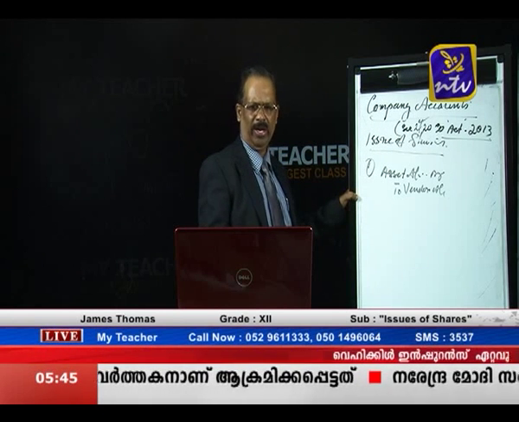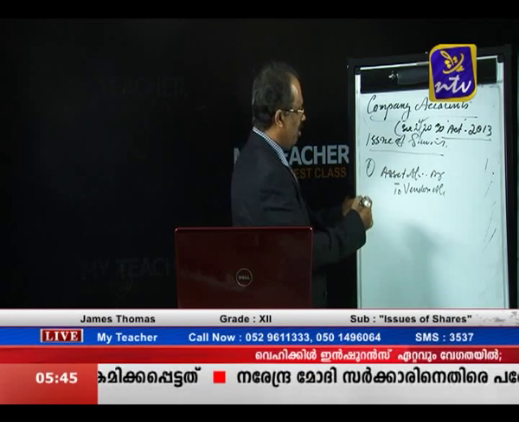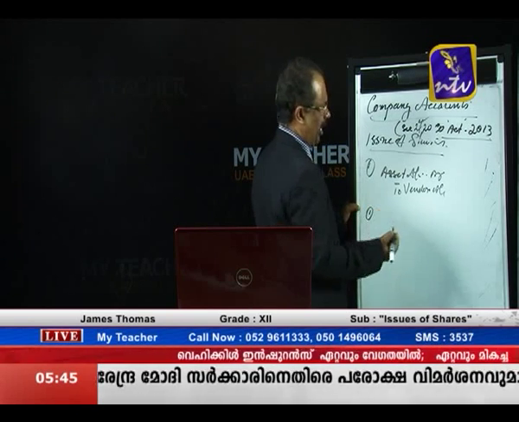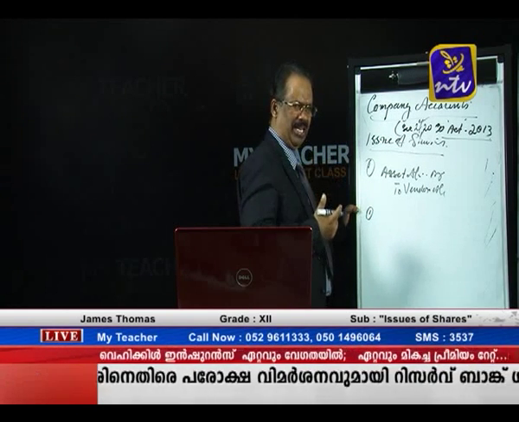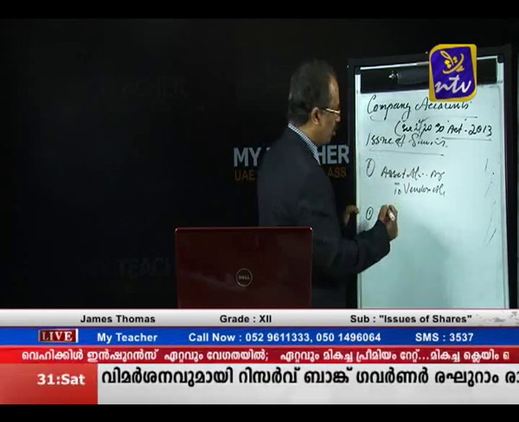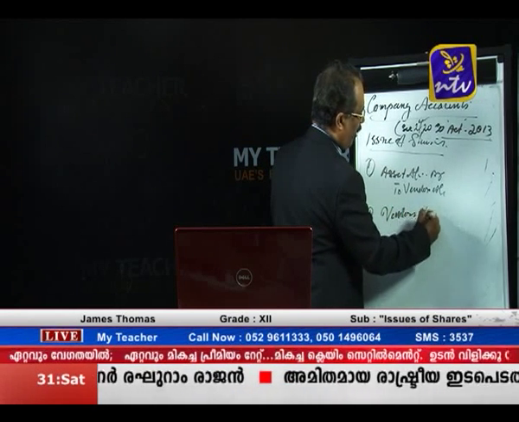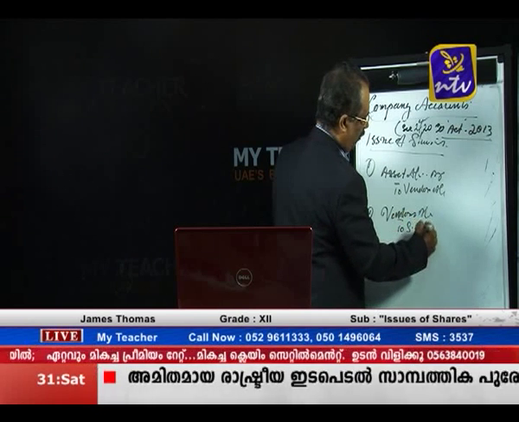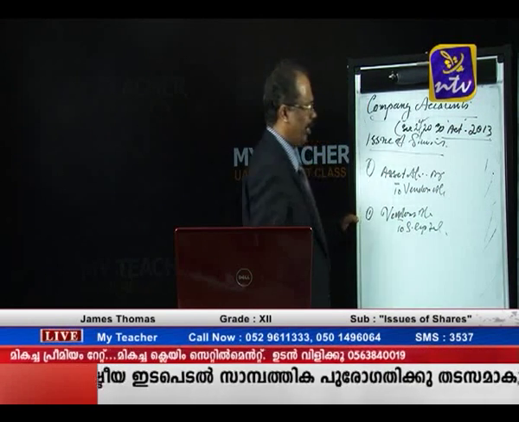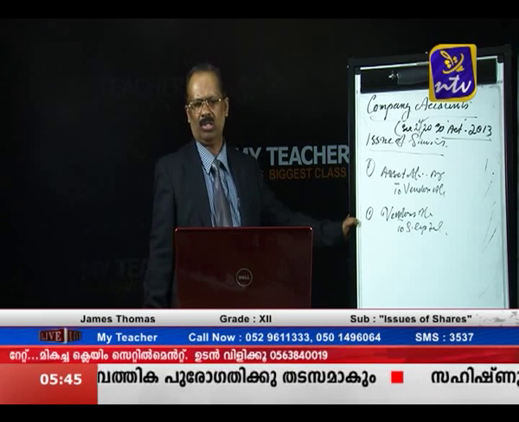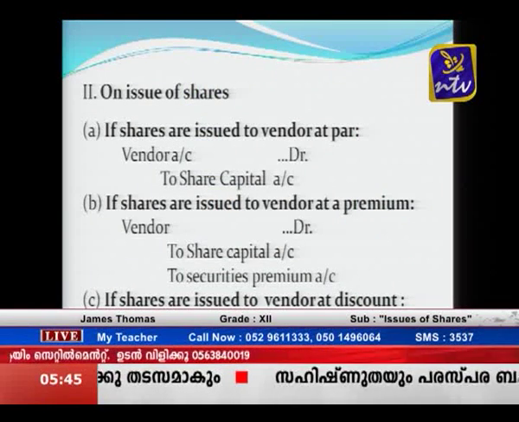Asset account debtor to vendors, and second point is what is that? Vendors account debtor to share capital. So we are purchasing an asset and issuing shares at par value. So what is the entry? The second entry is vendors account debtor to share capital.